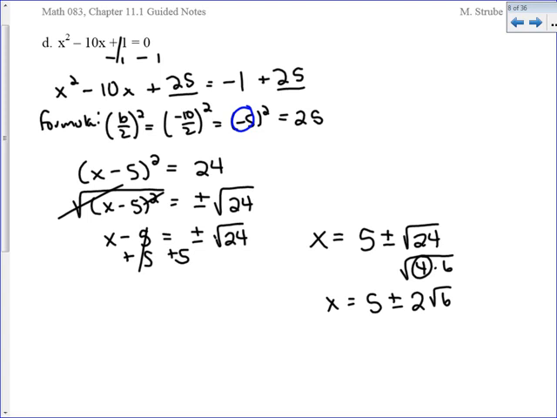All right, put them together. Keep going. Doesn't have a square root.